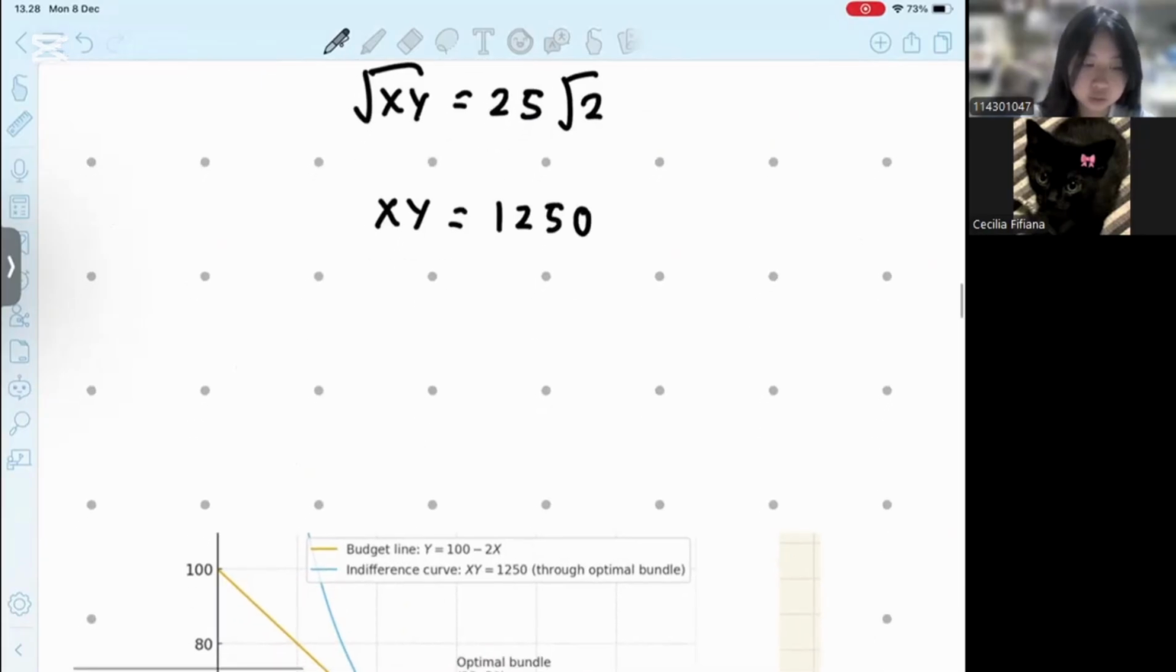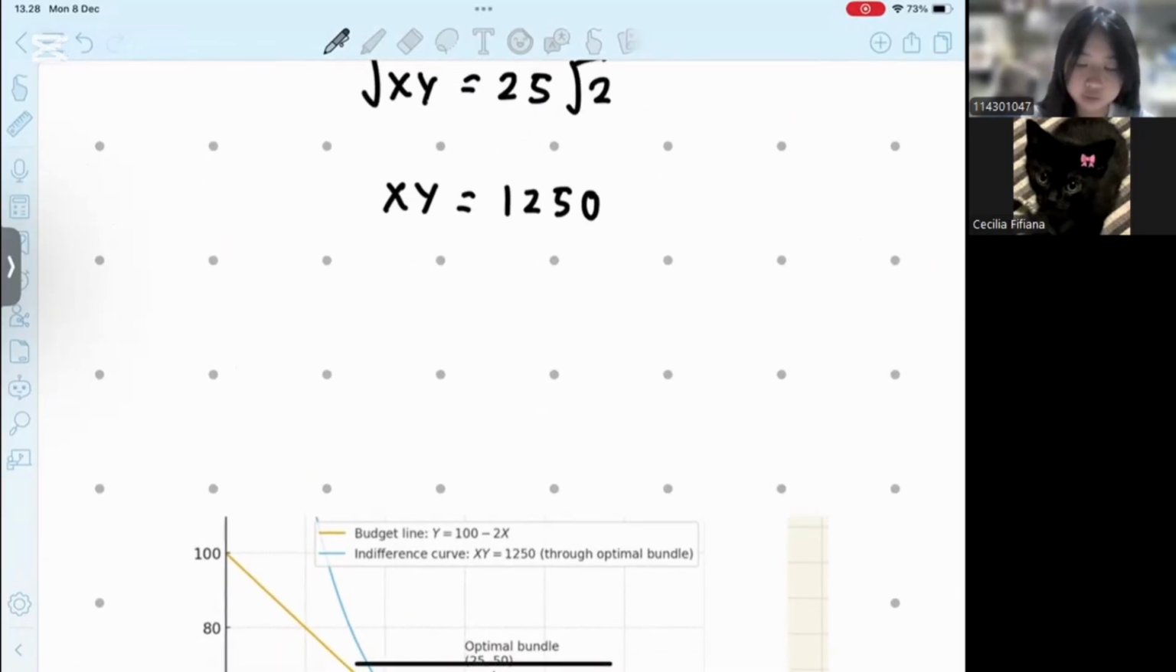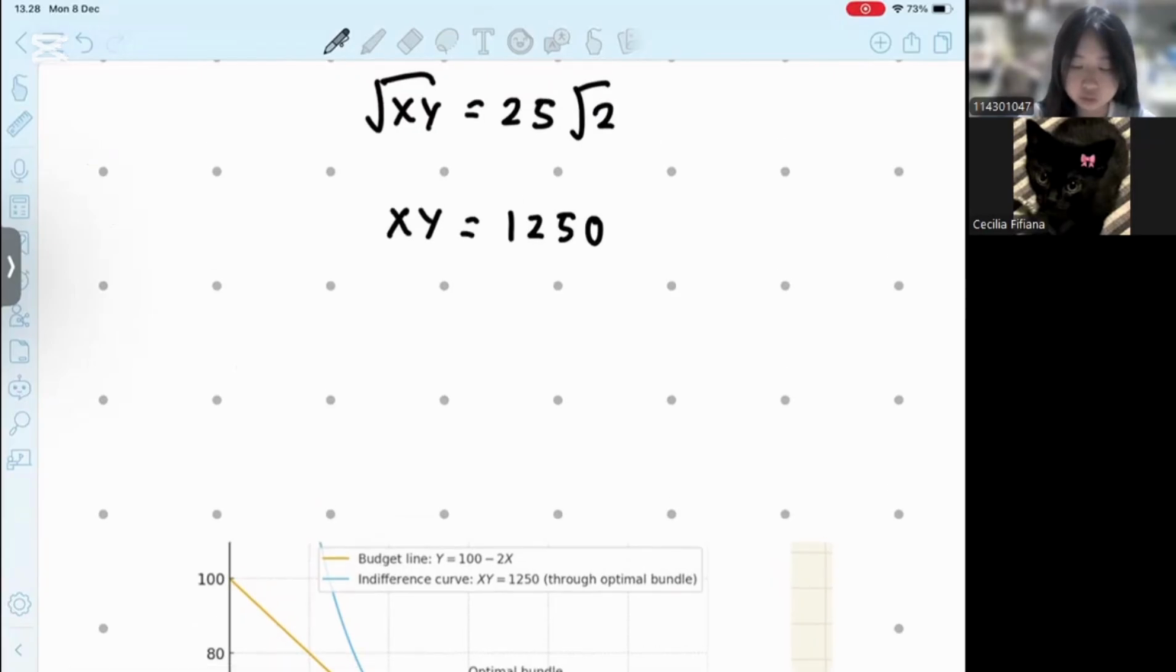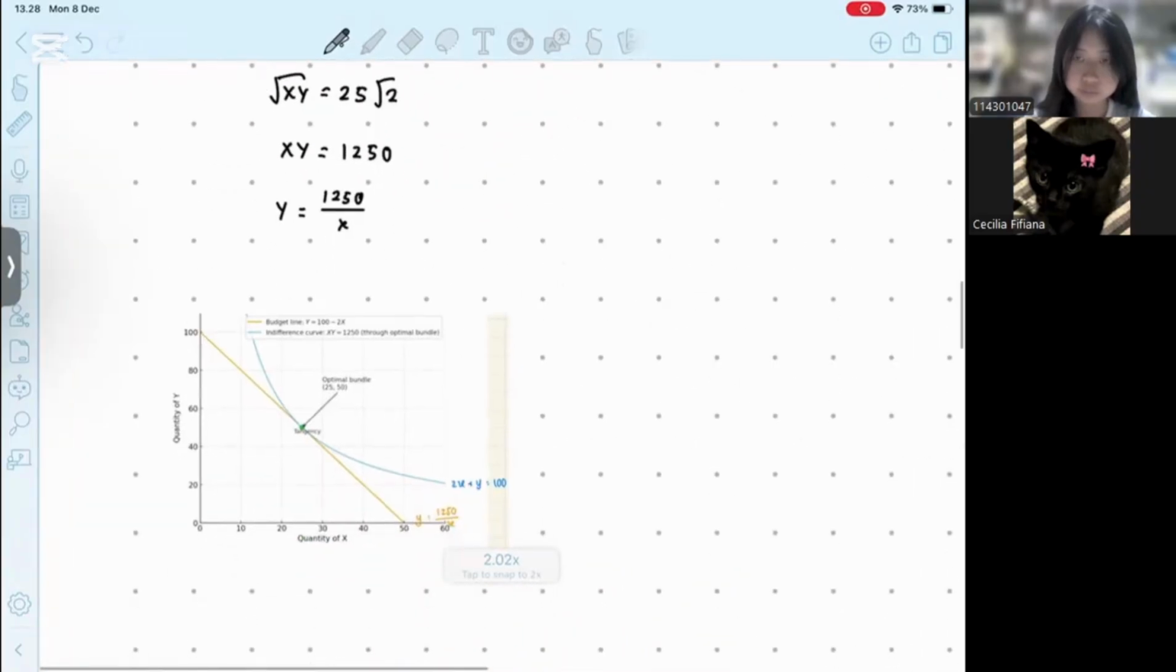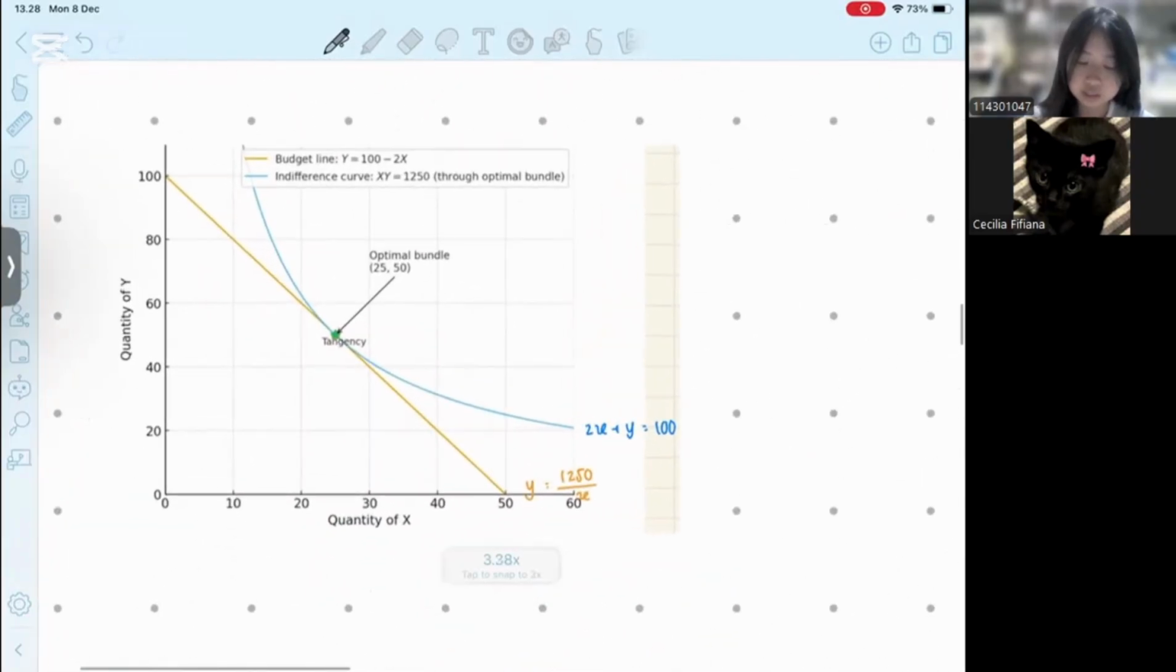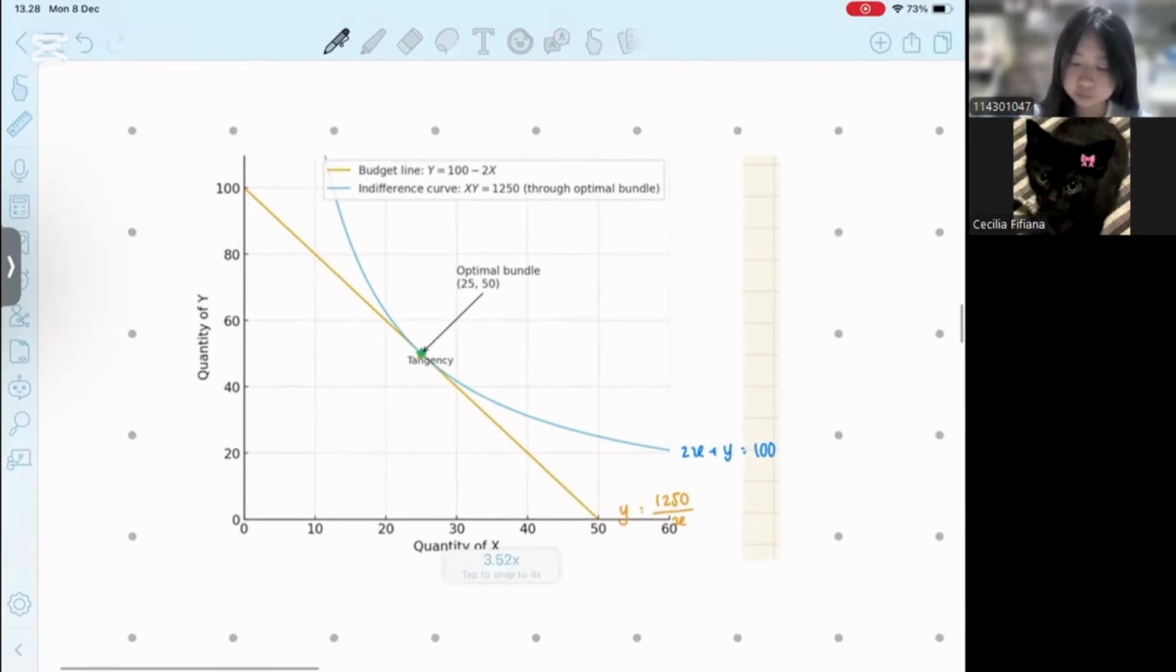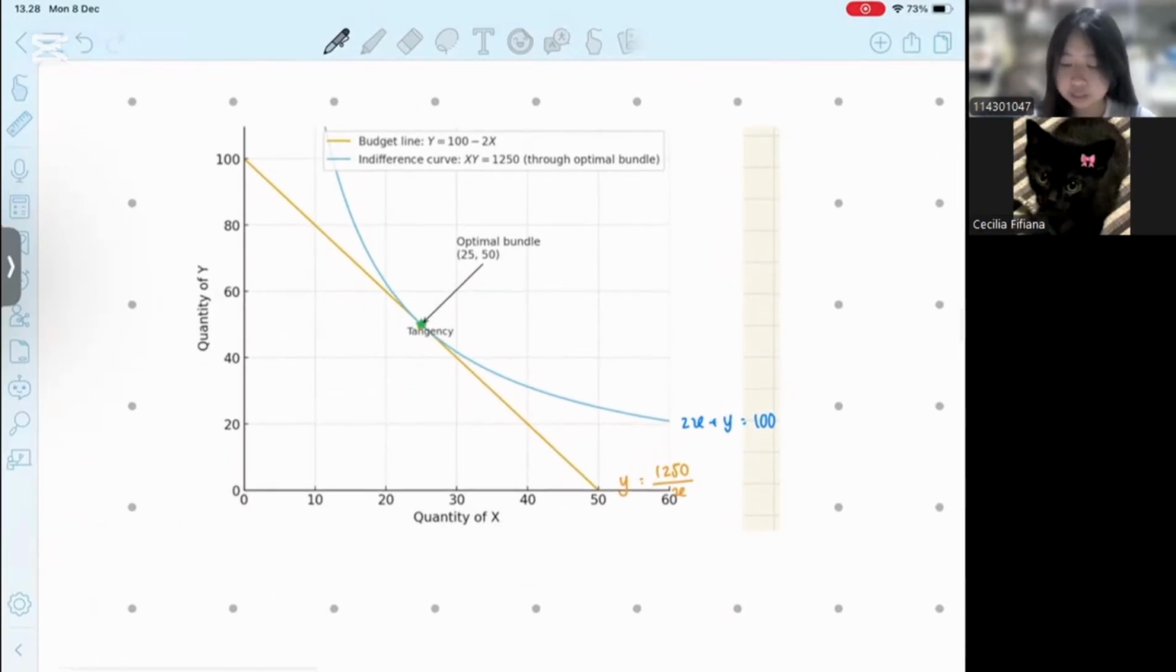So we now know the indifference curve passing through 25 and 50, which would be y equals 1250 divided by x. And this would be our graph. There's the tangency line here, and then there's the optimal bundle. And the blue line represents 2x plus y equals 100, and the yellow line represents the indifference curve.